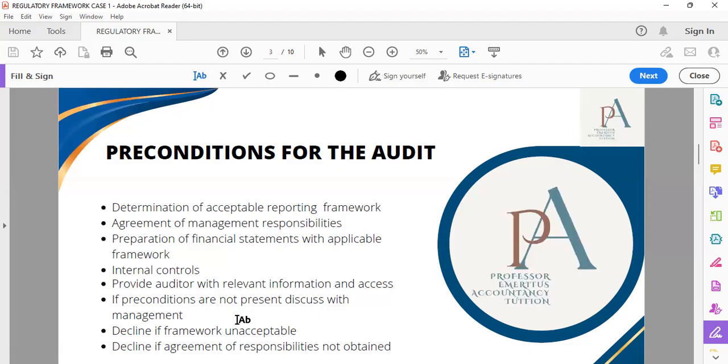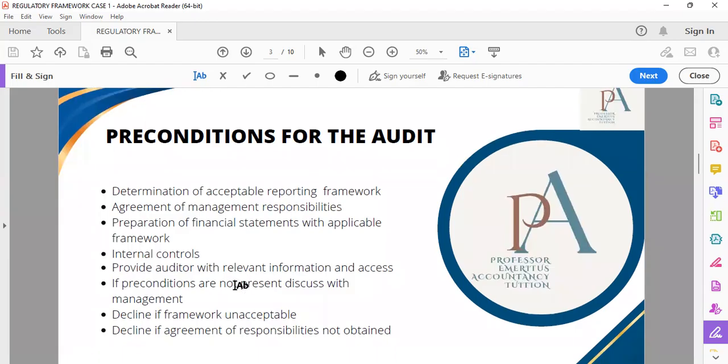So if they discuss with the management, they take two decisions. Normally, the decline decision will be on these conditions. Number one, if the financial statement has not been prepared according to an acceptable financial and regulatory reporting framework, they decline the audit. They also decline the audit if the management refuse to understand or accept that they have responsibilities to prepare the financial statement, responsibility to design and maintain the internal control, and also the responsibility to give the auditors unfettered access to all the books and records of the company.